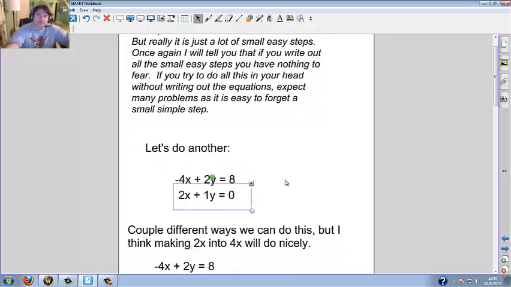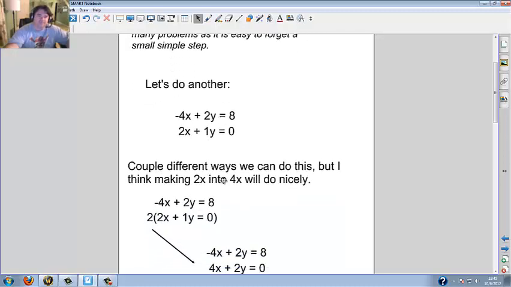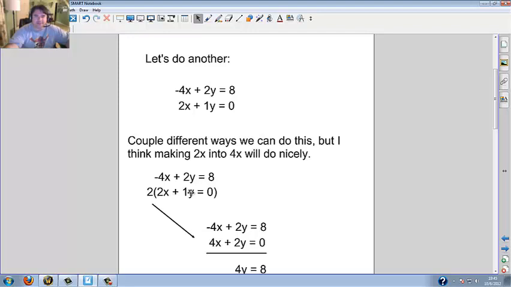So let's do another. Go ahead. If you want a strategy, notice how the 2 and 4 could meet at a positive and negative if I made the 2 into a 4. So go ahead and give it a try here. I just leaked out my strategy. I times it by 2.